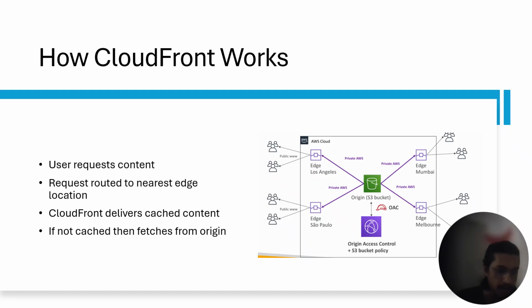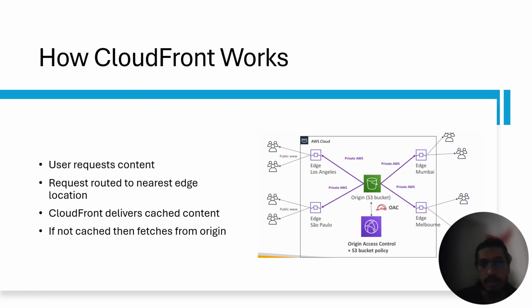Okay. If the content is not cached, CloudFront retrieves it from the origin like S3 or EC2, and it will also store it for future reference. Whenever those kinds of requests come, it will deliver those things. This reduces the load on your servers and ensures a faster user experience.